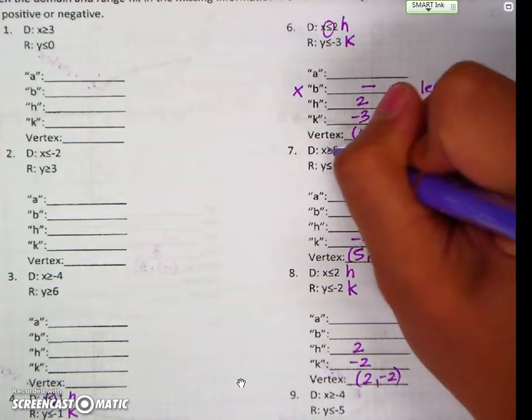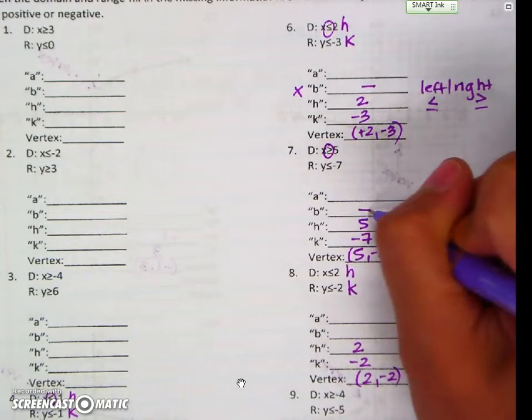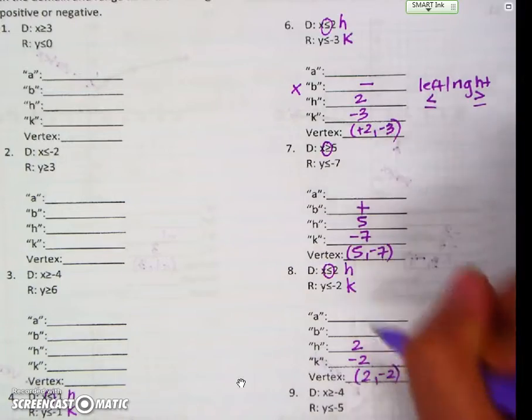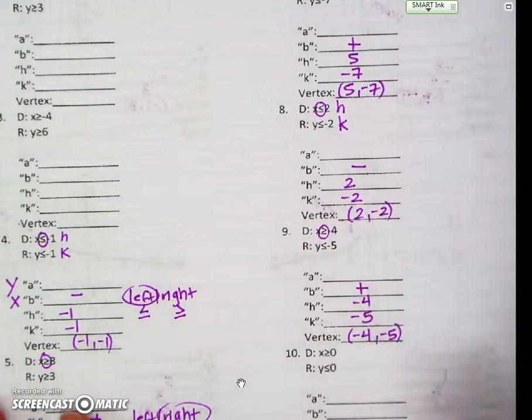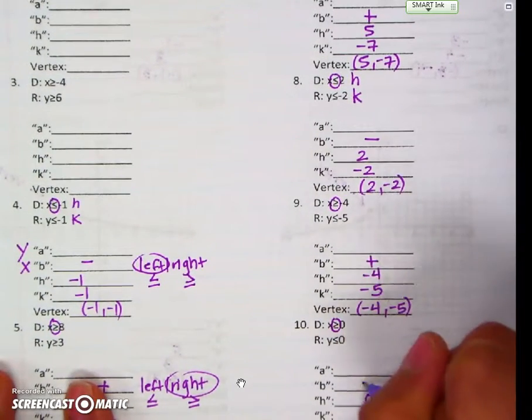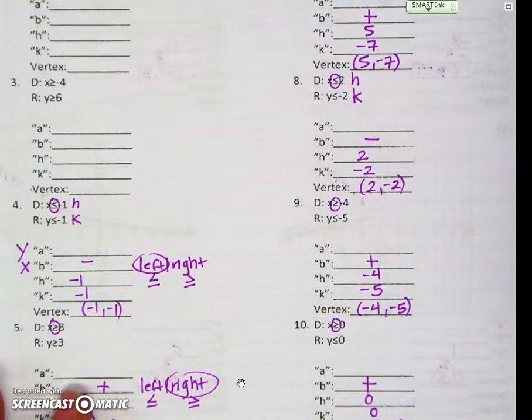Okay, so I'm going to go a little bit quicker now. Number 7 is pointing to the right, so it's going to be positive. Number 8 is pointing to the left, so it's going to be negative. Number 9 is pointing to the right, so it's going to be positive. Number 10 is pointing to the right, so it's going to be positive. Cool?